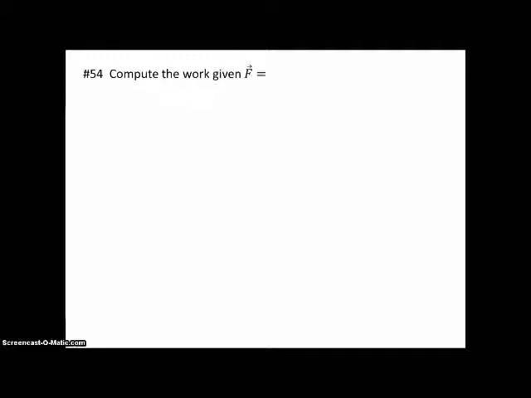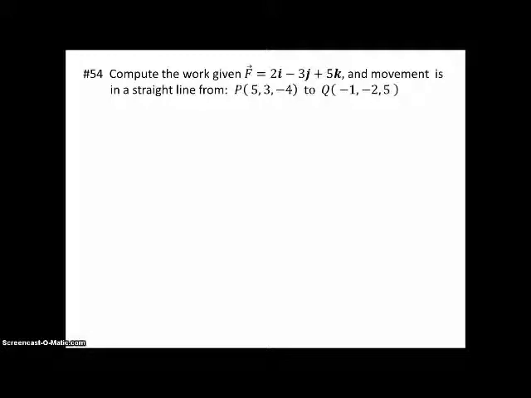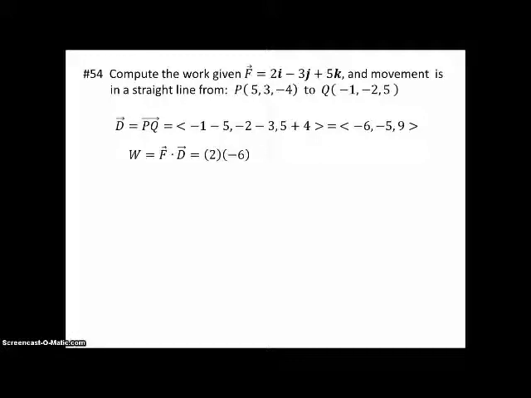Problem number 54. Compute the work given if the force is this vector and the movement is in a straight line from P to Q. Okay, first we have to get the distance vector by taking Q minus P, because we're moving from P to Q. And then for the work, we just dot the force vector with that distance vector, and we get 48.